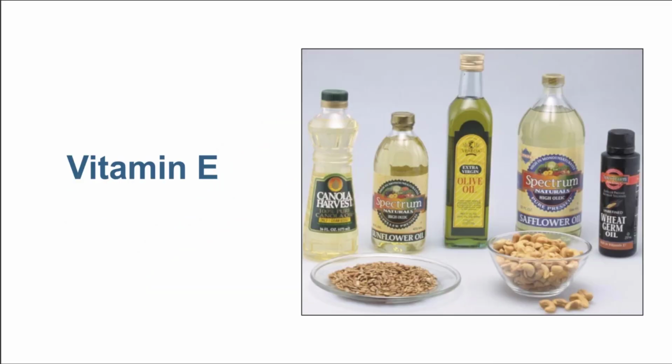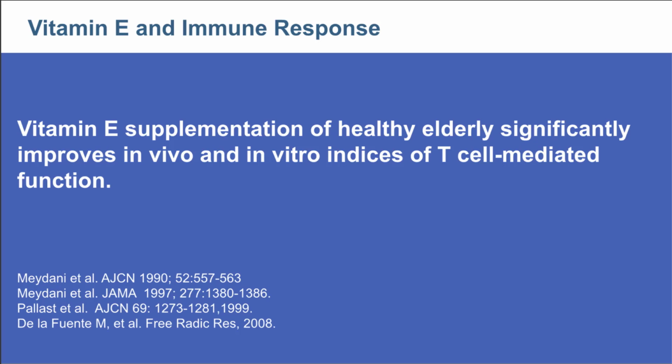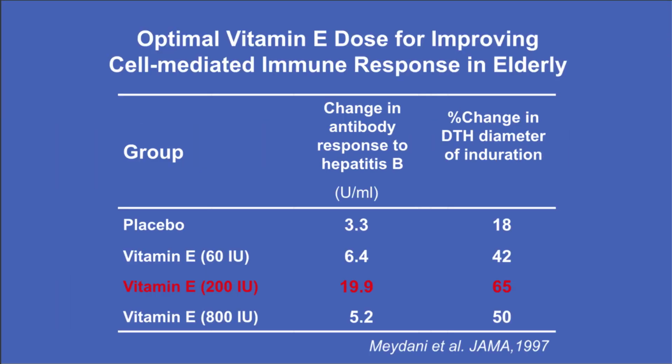So let me give you some examples of nutrients that have been shown to control and regulate the immune response, and what happens if you change the level of intake of these nutrients. One of them is vitamin E, which we can find in nuts and certain oils and so forth. Several studies show that vitamin E supplementation of the healthy elderly can significantly improve in vivo and in vitro indices of T-cell mediated function, which is the arm of the immune system whose function declines with aging.